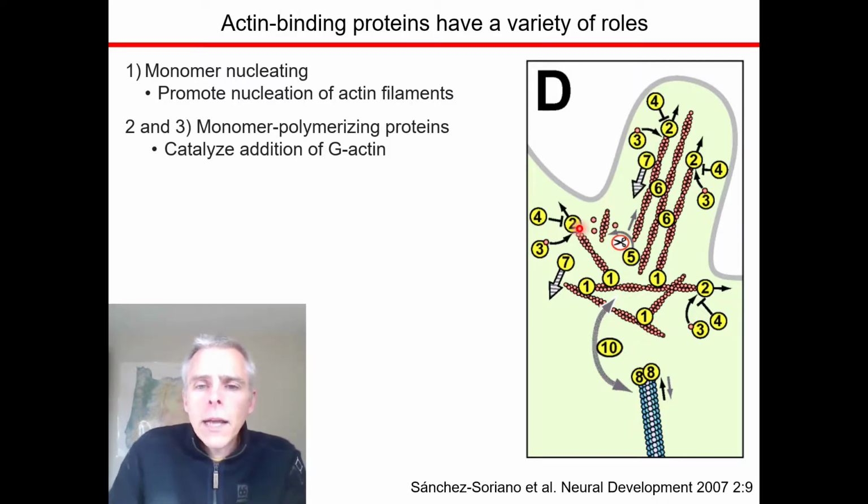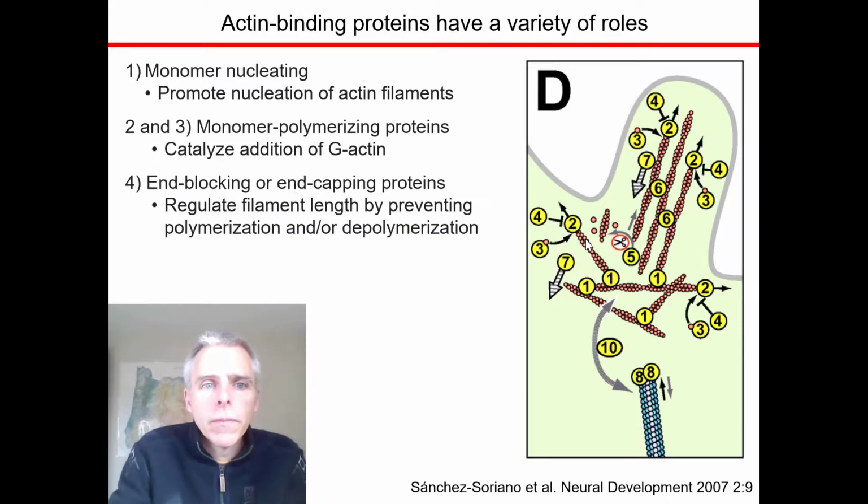The proteins that are represented by 2 and 3 are monomer polymerizing proteins. They're going to facilitate or catalyze the addition of those G-actin monomers, and they're going to help those microfilaments grow. We also have end blocking or end capping proteins. That's represented by this number 4 here. These end blocking proteins are going to regulate the length of the filament either by preventing polymerization, so they're going to prevent the addition of even more actin monomers, or they might be preventing the depolymerization, so they might stabilize those actin filaments so they can't shrink.